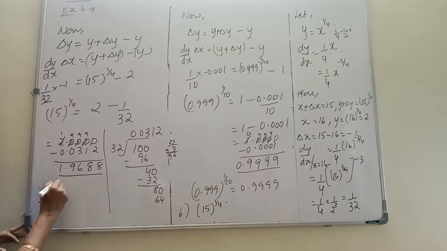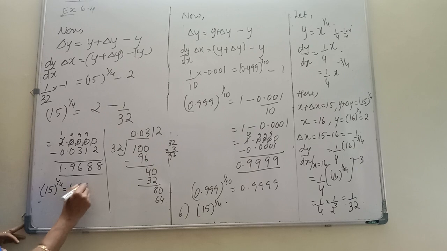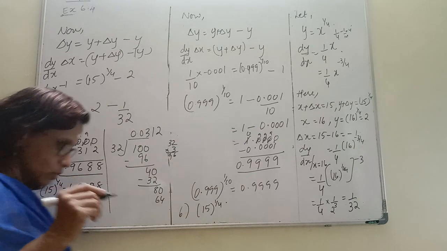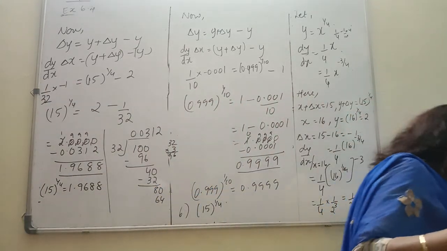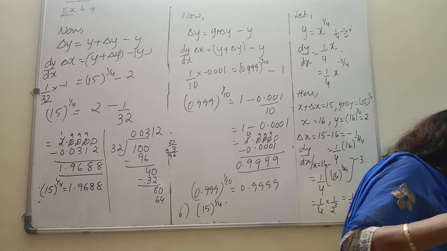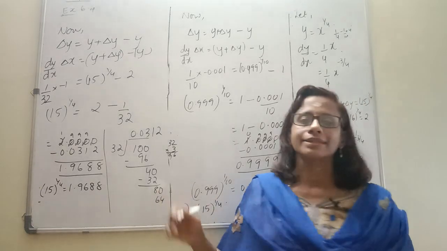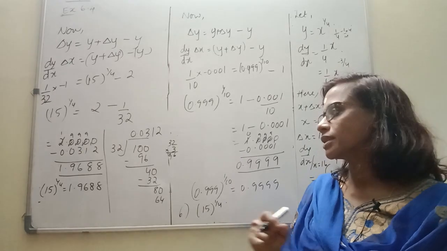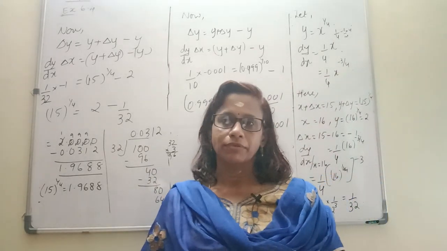So 15 raised to 1 by 4 is actually, in approximation, 1.9688 and so on. It depends; if they ask for two places, otherwise as per the requirement we will write the places.